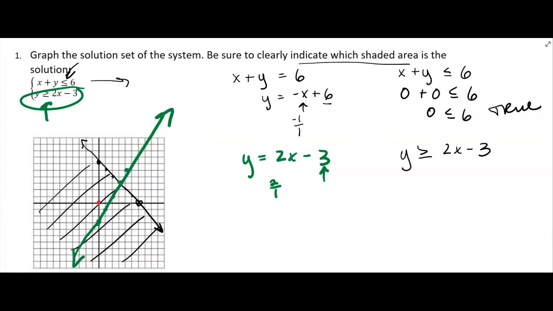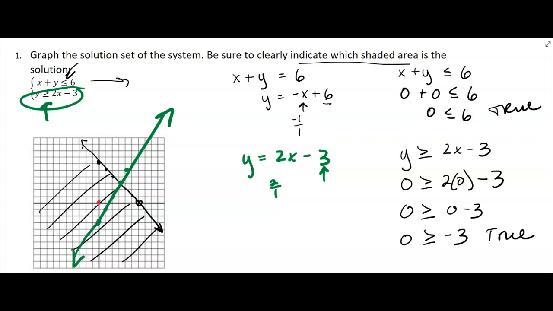Okay, so I put a 0 in for x and a 0 in for y. And I'm going to see if this is true or not. 0 is greater than or equal to 0 minus 3. 0 is greater than or equal to negative 3. Yes, that is true. So what does it mean? It means you shade where that 0, 0 point is. So compared to the green line, it's all of this area over here.